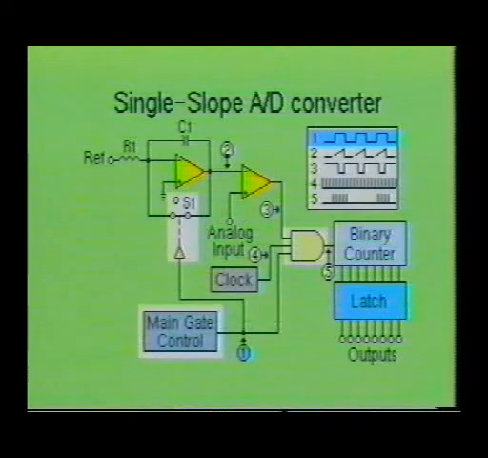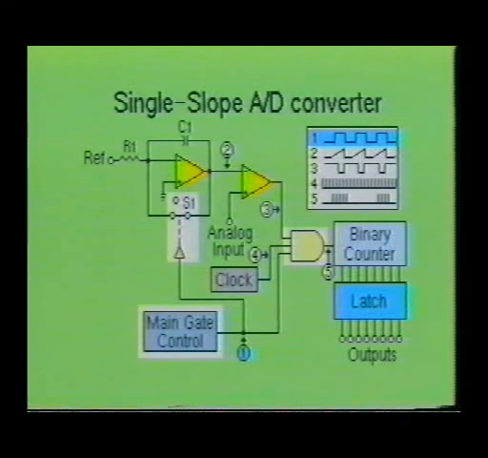The third section of this circuit is the logic section. The logic section consists of the 3-input AND gate and the main gate generator. When the output of the main gate generator is low, switch 1 will remain closed, which results in the ramp voltage being 0. The frequency of the main gate control is equal to the sampling rate time.